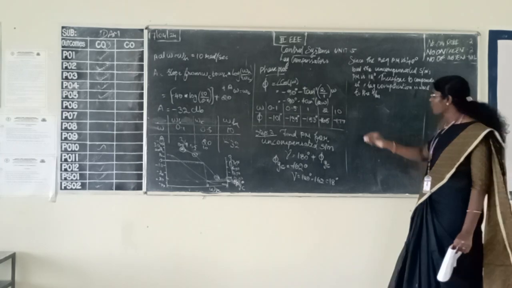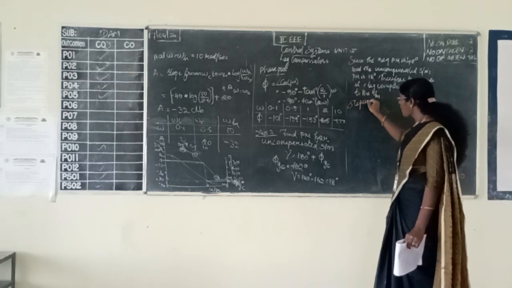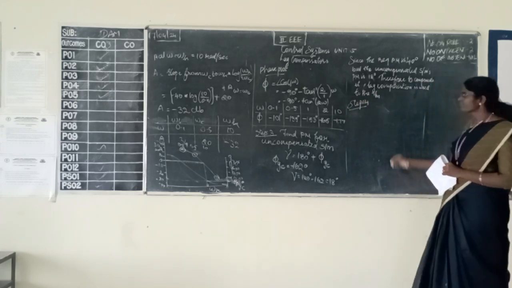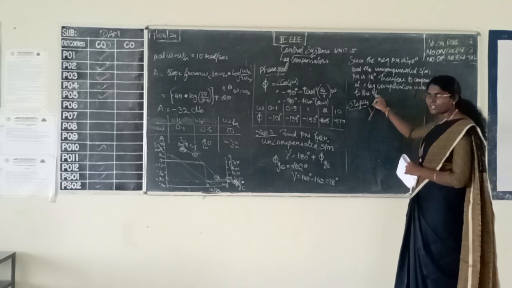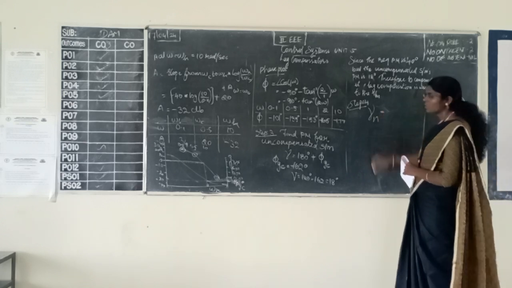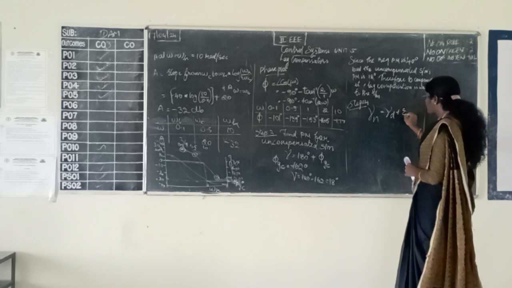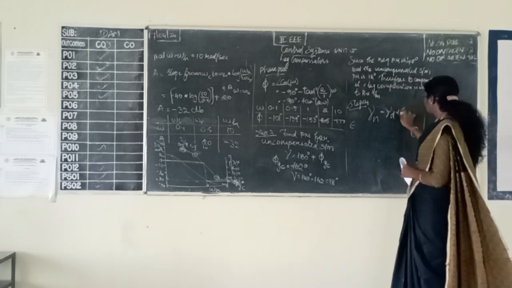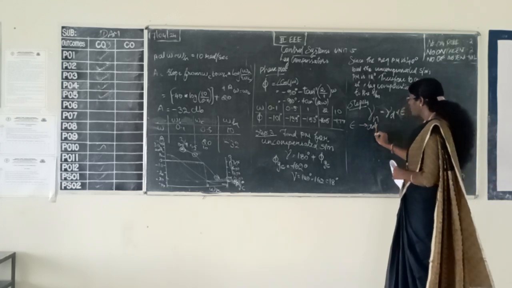Next, what you have to do? You have to go to step 4. Since it is lag compensation, what is our step 4 for lag compensation? We will be finding out the new phase margin, that is gamma n. What is the formula? Gamma n is gamma d plus epsilon. What is epsilon? You have to write it down for each step.